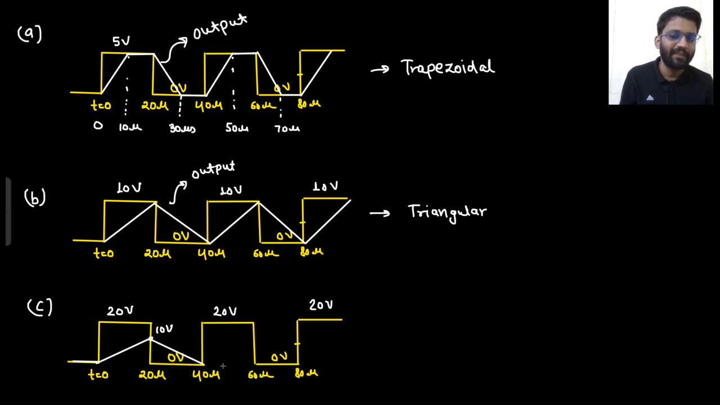Now what will the input say? That again I am going to 20 volt. So the output will say okay, I will follow you, I also need to go to 20 volt. So again it is trying to follow the input. But what will happen? In this 20 microsecond window, it will only reach 10 volt.